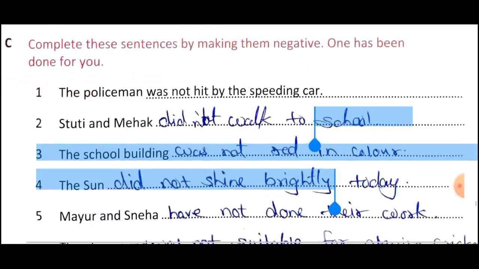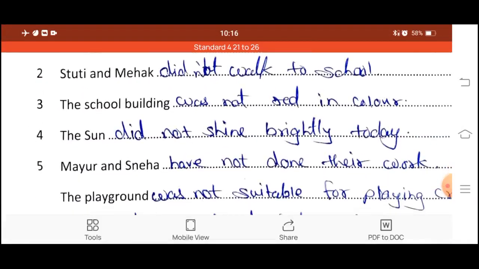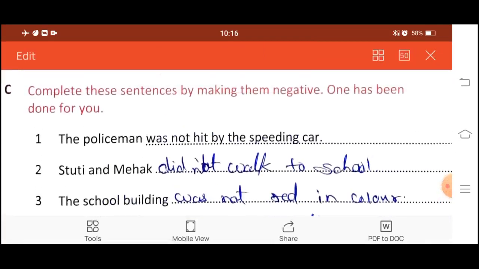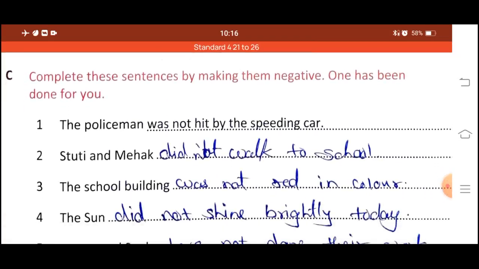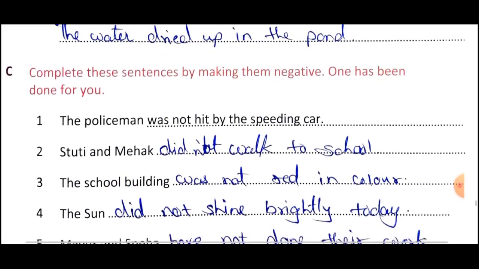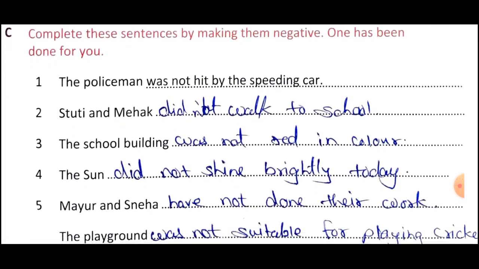Now let's see the next one. Complete these sentences by making them negative. Here the words are given to you and you have to complete the sentence by making it a negative sentence. Let's see how you have to do. The policeman was not hit by the speeding car.